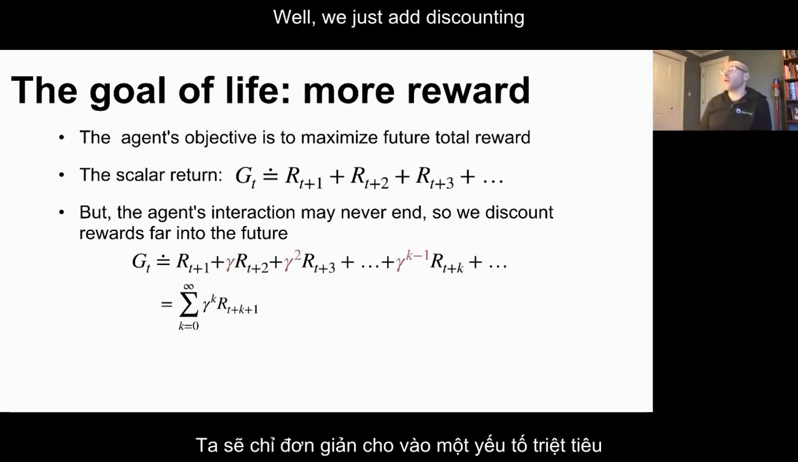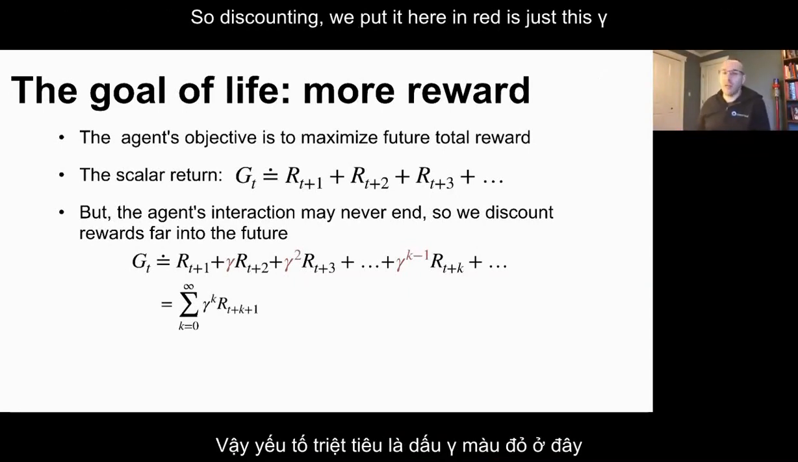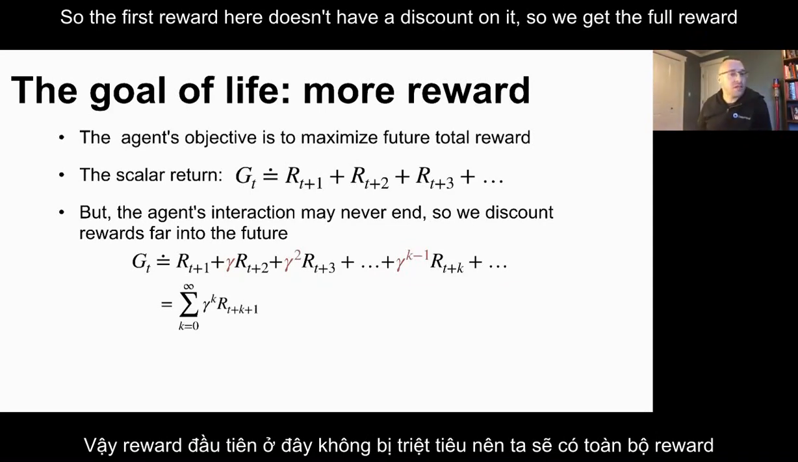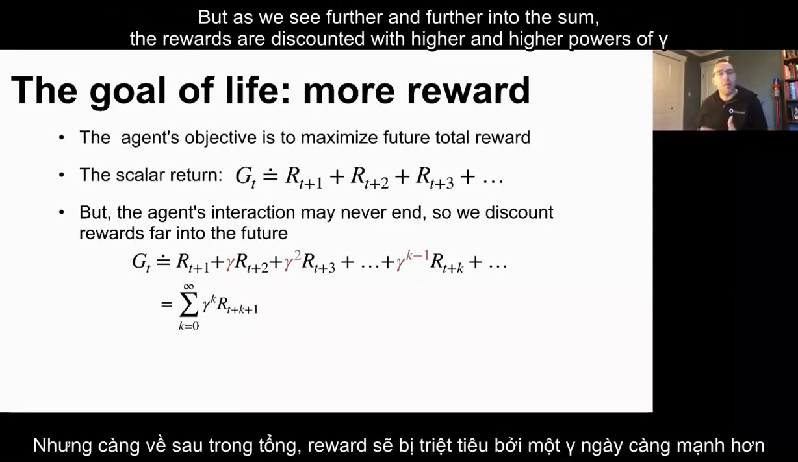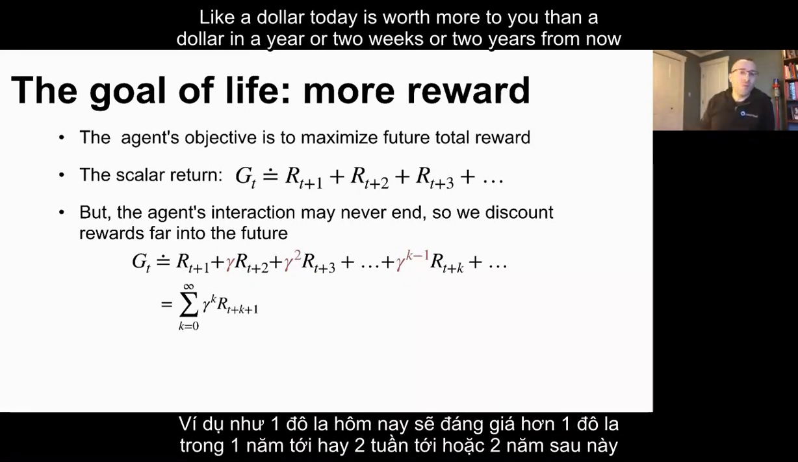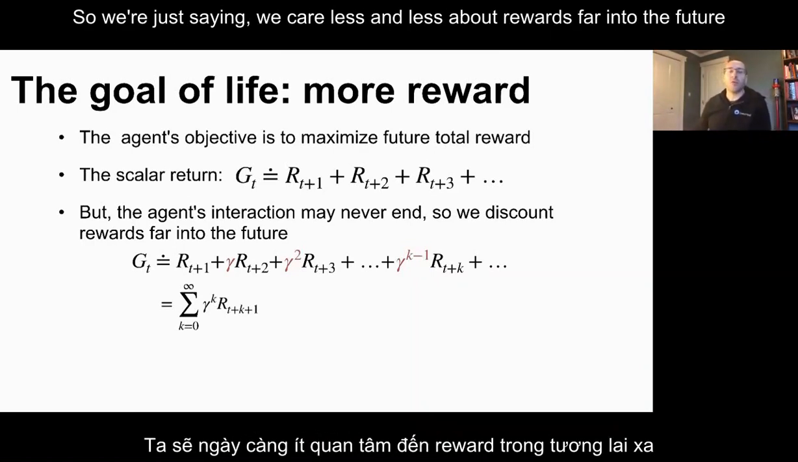So what do we do? Well, we just add discounting. Discounting, which we put here in red, is just this gamma. It's a scalar quantity, and what it does is weight rewards in the far future less than immediate rewards. The first reward here doesn't have a discount on it, so we get the full reward. But as we go further into this sum, the rewards are discounted with higher and higher powers of gamma. That's like economics: $1 today is worth more to you than $1 in a year or 2 years from now. So we're saying we care less and less about rewards far into the future.